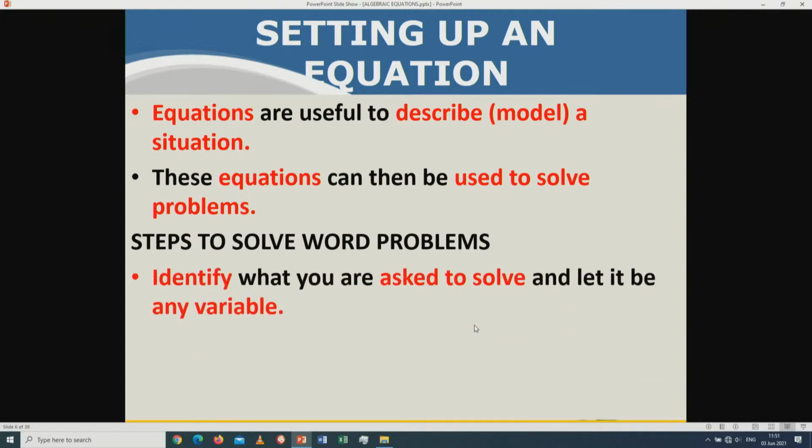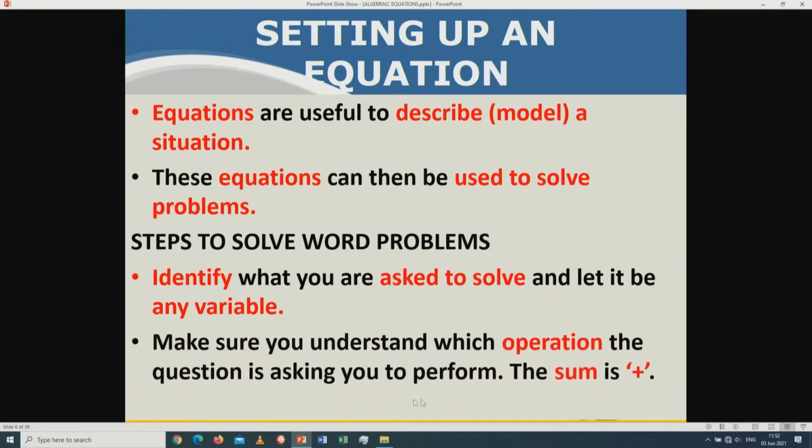Right. The first thing that we need to do is to identify what you are asked to solve. In other words, we must identify the question and then let the unknown be any variable, whether you let it be X, or Y, whatever variable that you want to use.